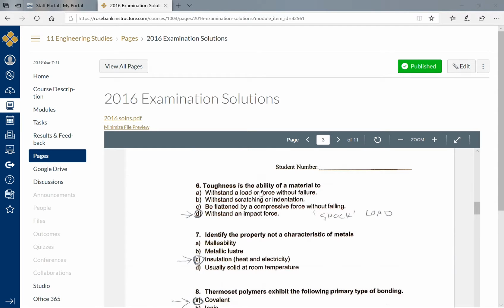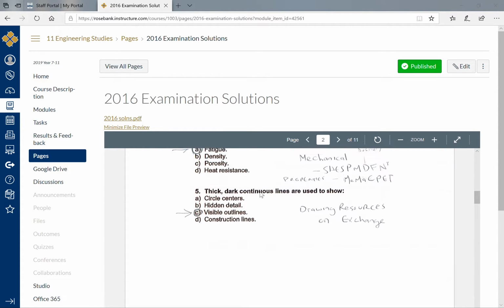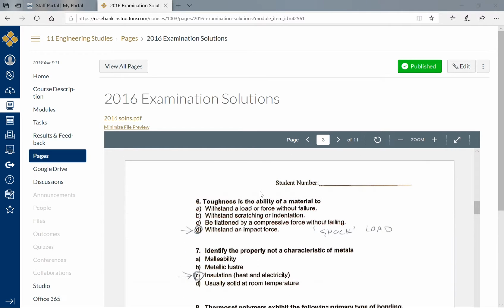Toughness. Once again, toughness, we talked about notch toughness. It's the ability to withstand an impact force, as opposed to strength, which is the ability to withstand a load of a particular type. Withstanding impact force is about toughness.